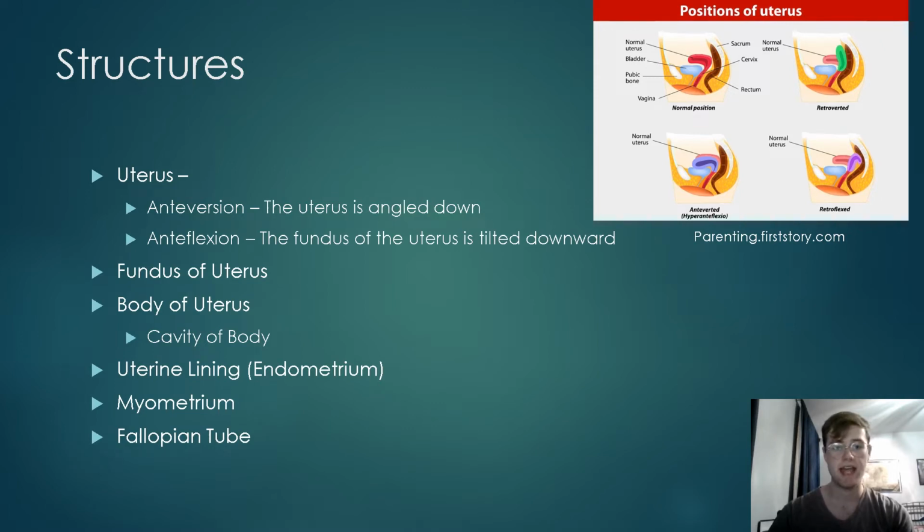anteflexed. Anteversion is when the uterus is hanging down a little more, pushing on top of the urinary bladder more so than a normal uterus. And anteflexion is when the fundus of the uterus, the top part, is pulled down further into the bladder area, making an arched back look to the uterus.